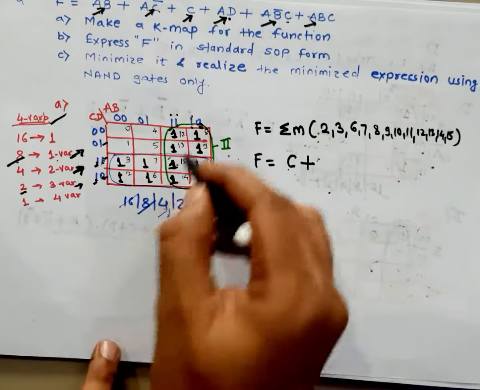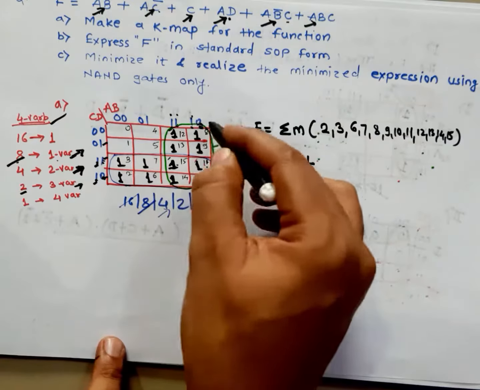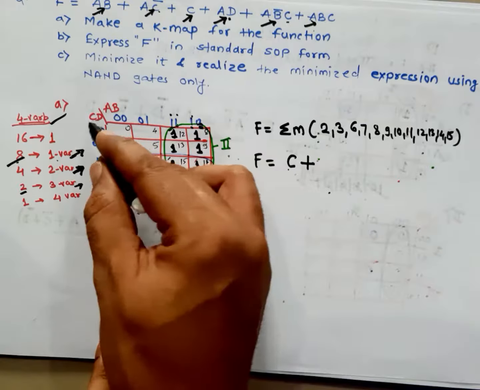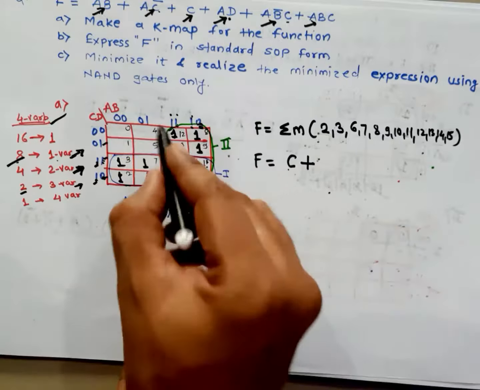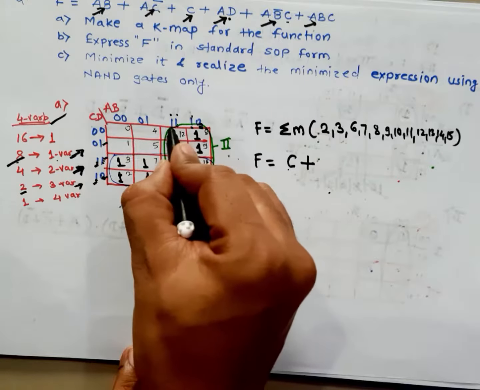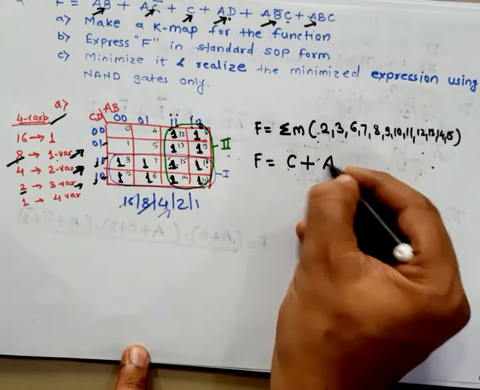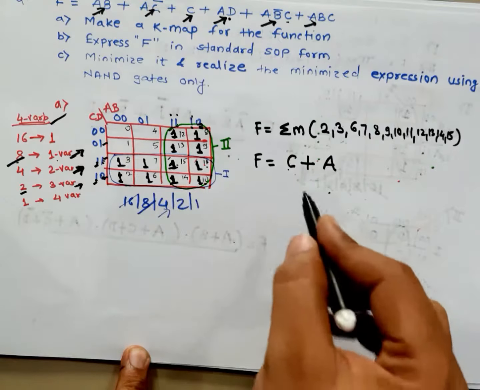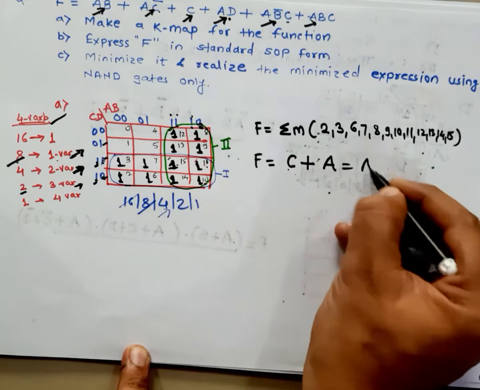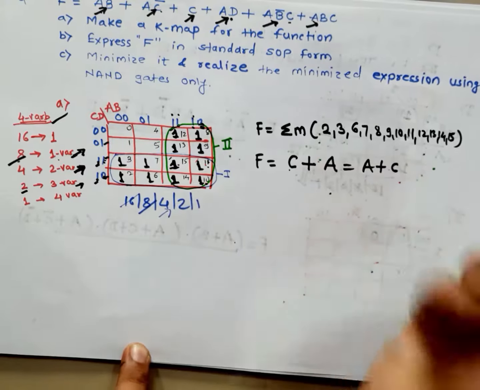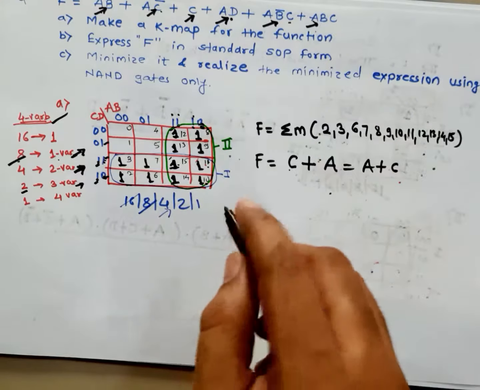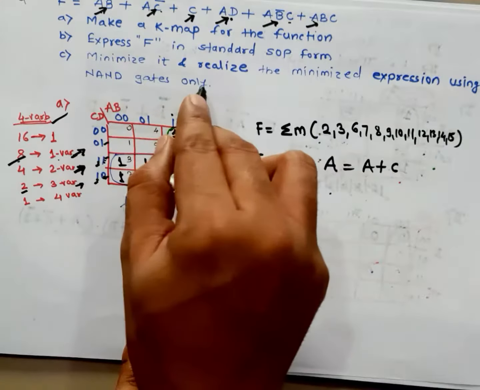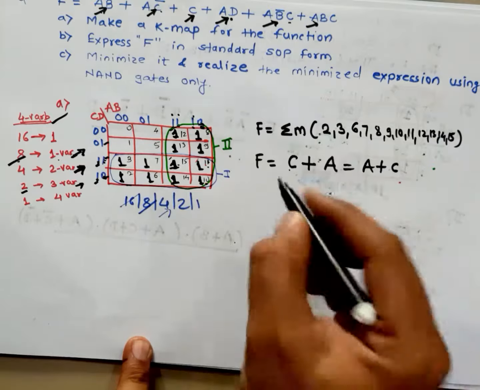Now the second group, the vertical group, all 4 rows are considered, so C and D get eliminated. For A and B, A is 1 in both cases, and B is 1 and 0, so it is eliminated. So this is your final answer. You can write it down sequentially if you want. Now the last part remaining is that you have to implement these logical expressions by using NAND gates.